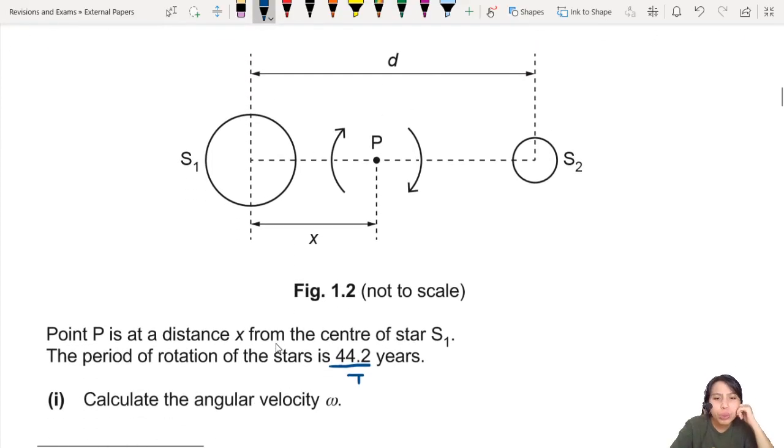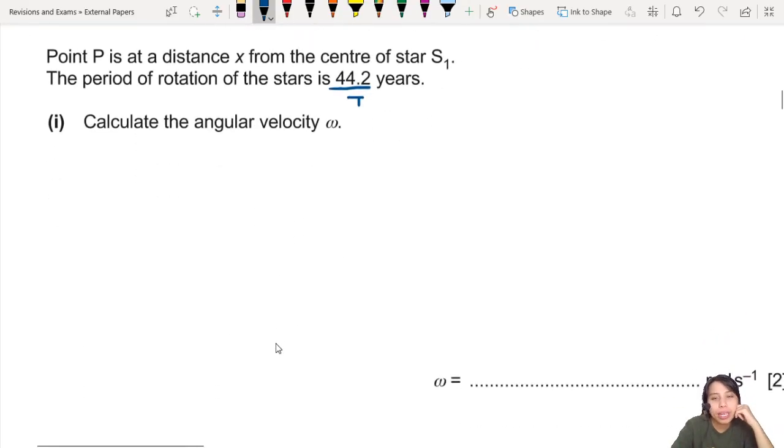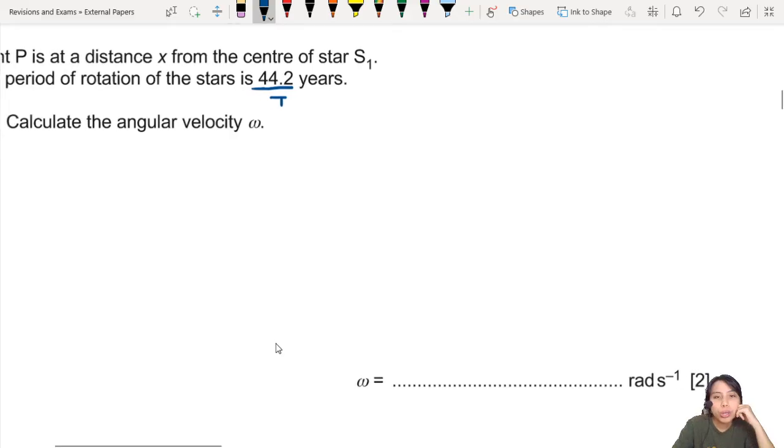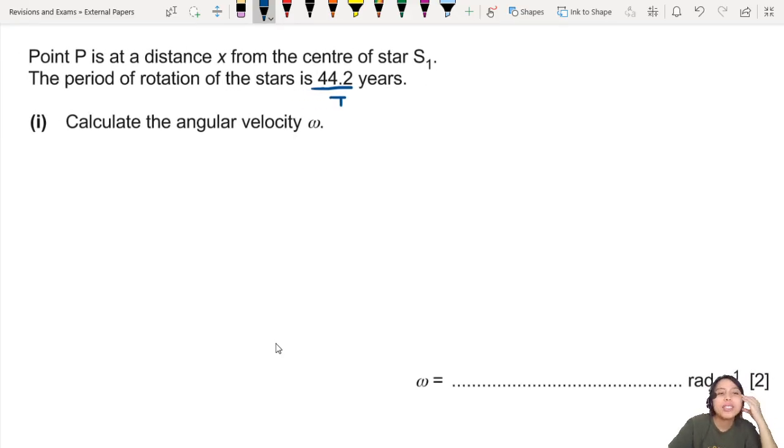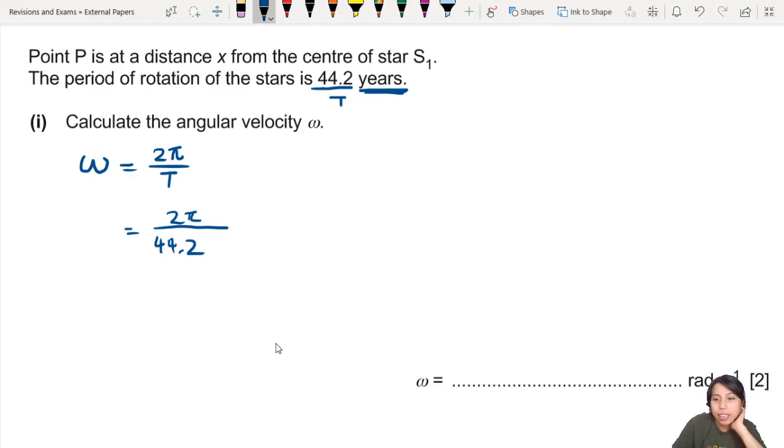How would you find it? Do we know the period? Oh, we do know the period, so we can count omega. We need to recall a little bit, either from simple harmonic motion or this chapter, circular motion. Omega is the angular velocity, how long it takes to go 1 full cycle, which is 2 pi. So we're going to do 2 pi divided by... do we put 44.2? Hang on a second. This is in years, my friend. And look what they want down here: radians per second. So we need to convert years to seconds.